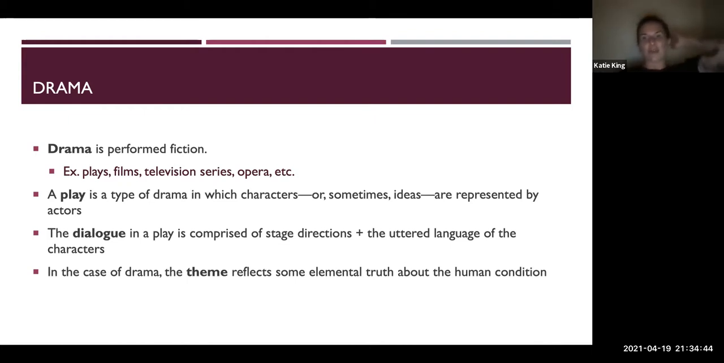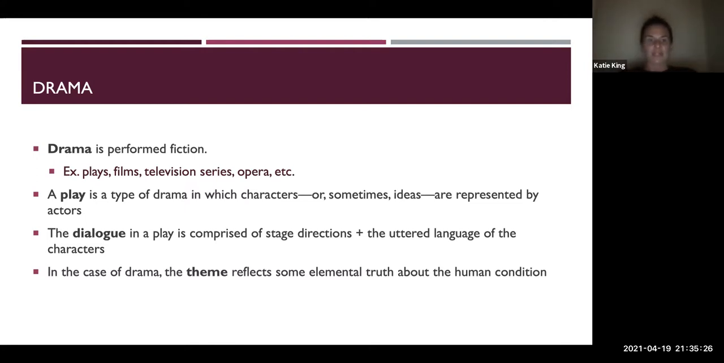So drama is performed fiction. What does that mean? Well, that means anything that has a script, anything that follows a play, anything, it may have dialogue. Sometimes some dramas are completely wordless, but it is performed. It's on a stage, even television, film, all of that stems from the dramatic tradition. So when you're thinking about TV shows you like to watch or films you like to watch, Broadway plays, musicals, all of that is encompassed within drama.